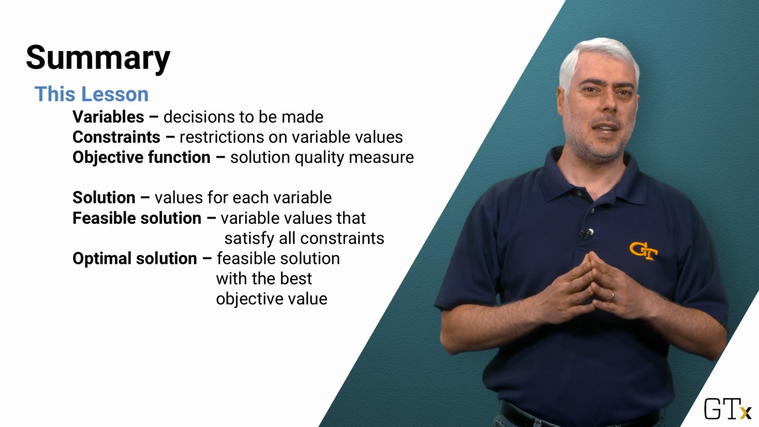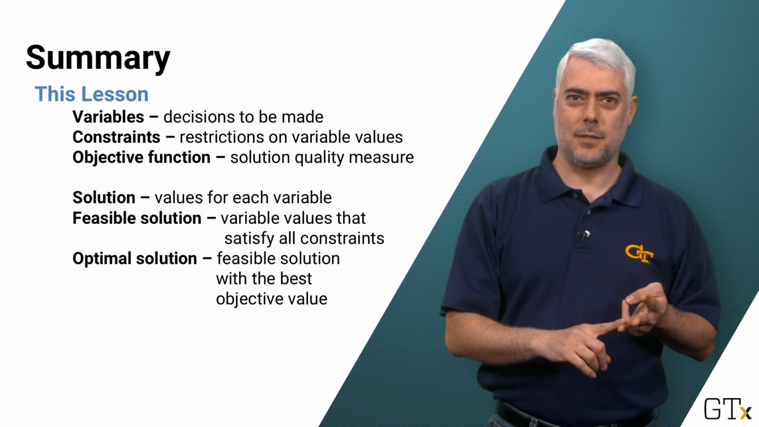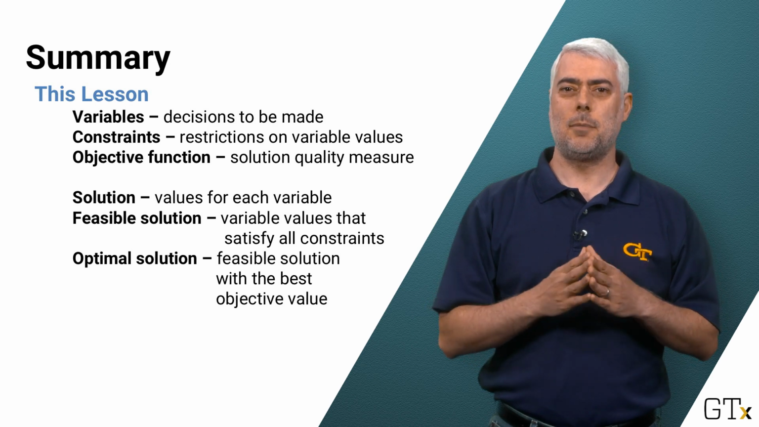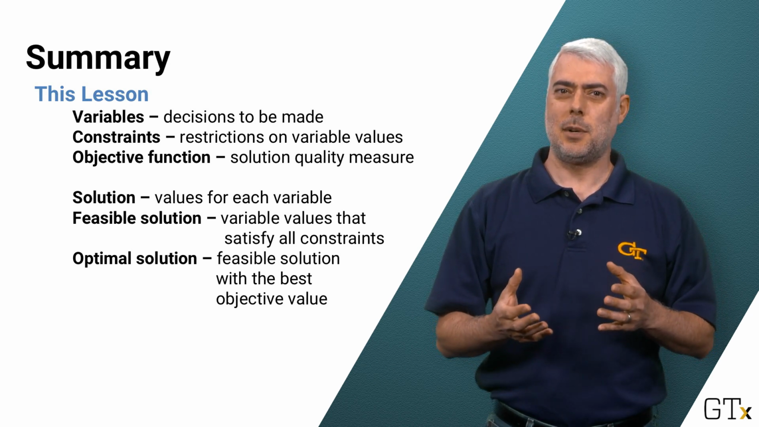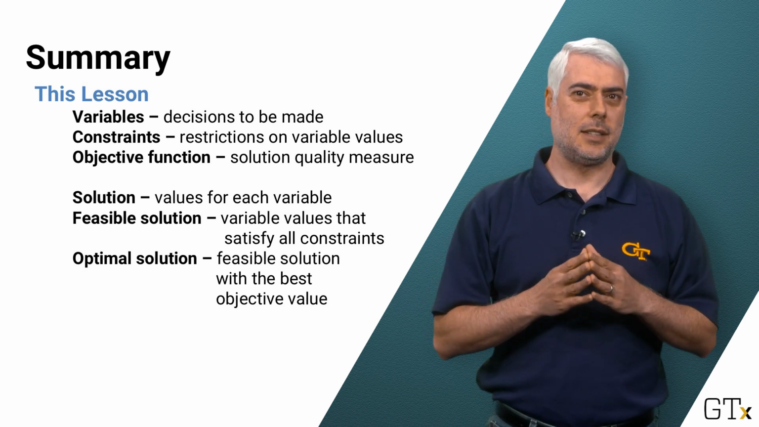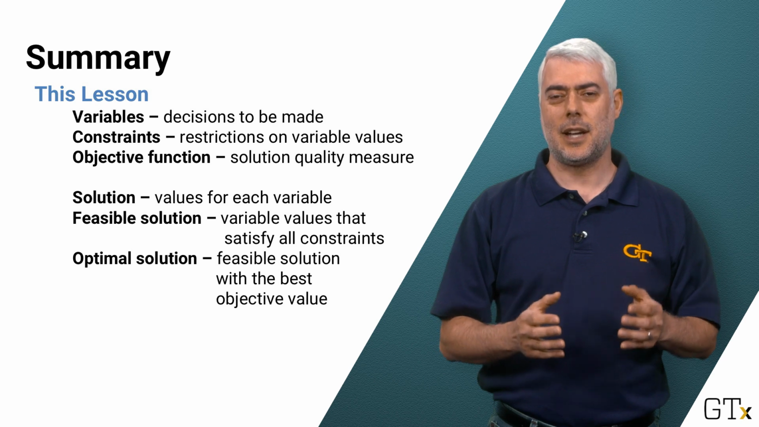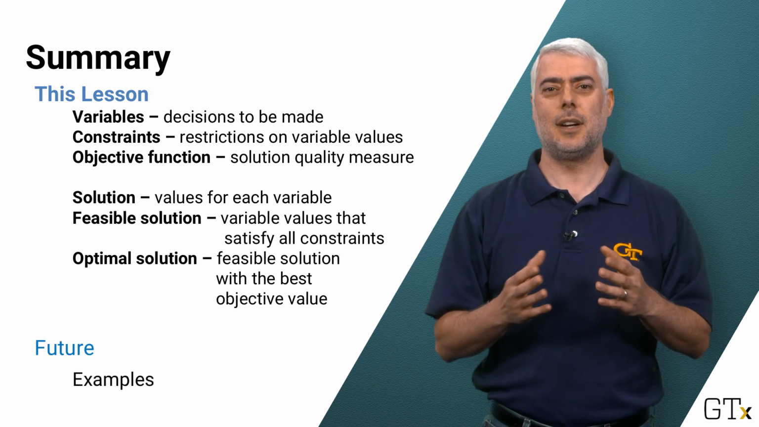So those are the three main pieces of optimization models: variables, constraints, and objective function, and the output of an optimization model, an optimal solution. But specifying the model itself is as much an art as a science. Sometimes the best answer is pretty straightforward, and other times the straightforward answer doesn't work. We'll see some examples in an upcoming lesson.